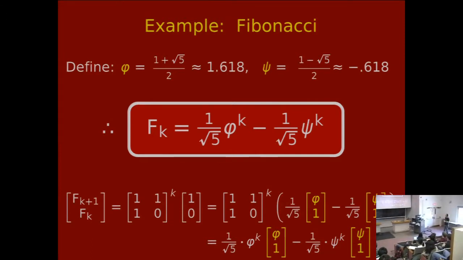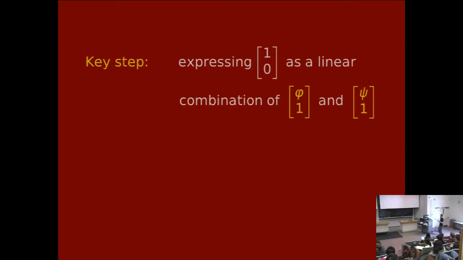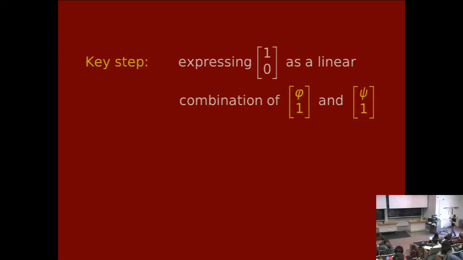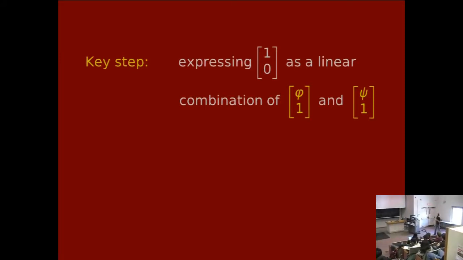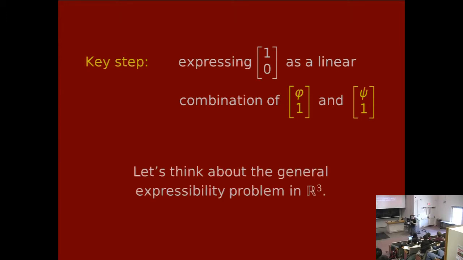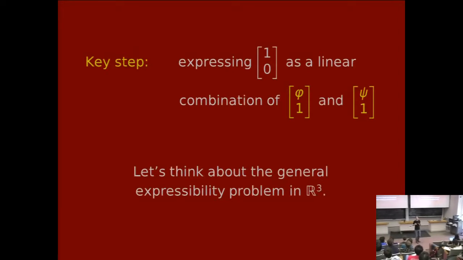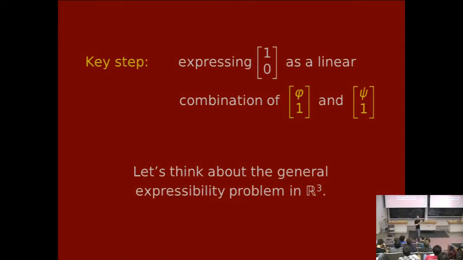Okay, so let's talk a little bit more about the theory of linear algebra. So the key step there was, we had these interesting two vectors, and we wanted to express this other vector we cared about, 1, 0, as a linear combination of them. So let's look more generally about this sort of expressibility problem. When can you write one vector as a linear combination of some other vectors?